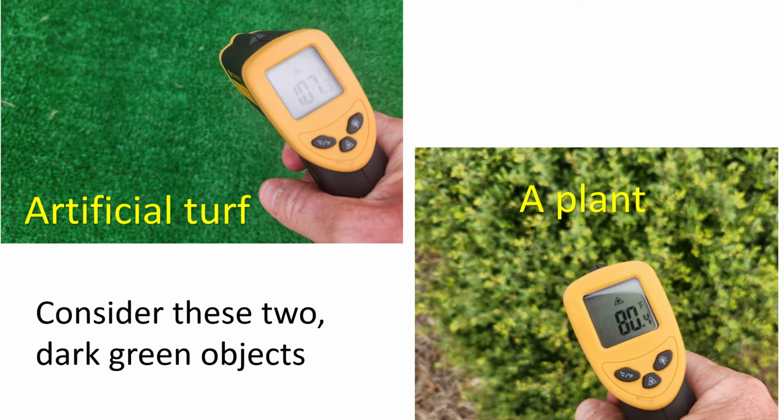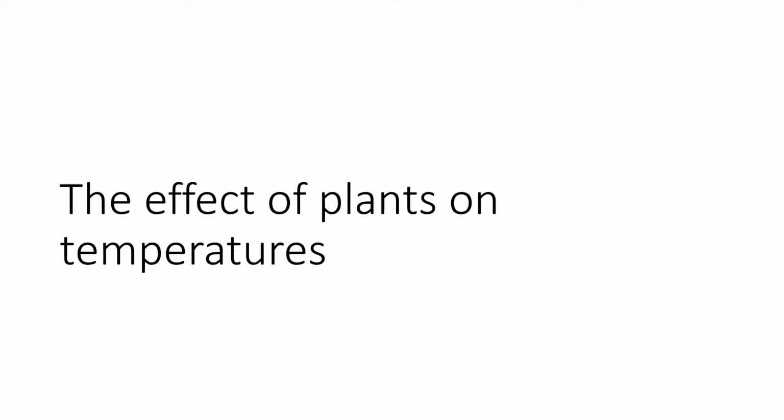But this also was done. We had some green artificial turf, and it's a nice dark green color, and then we took the temperature of a nice dark green plant. They're both dark green, both dark colors, should have a fairly low albedo and soak up a lot of sunlight. However, what you notice here is that the artificial turf has a temperature of 107 and the plant, of about the same darkness or color, is only about 80. So now there's something else that we have to consider when we look at these temperatures, and that is the effects of plants, or how plants have a temperature.